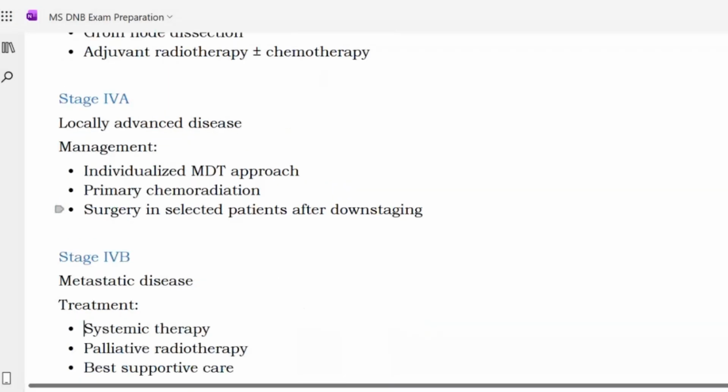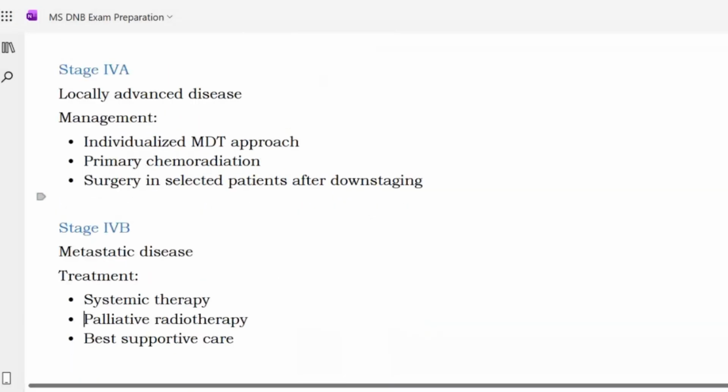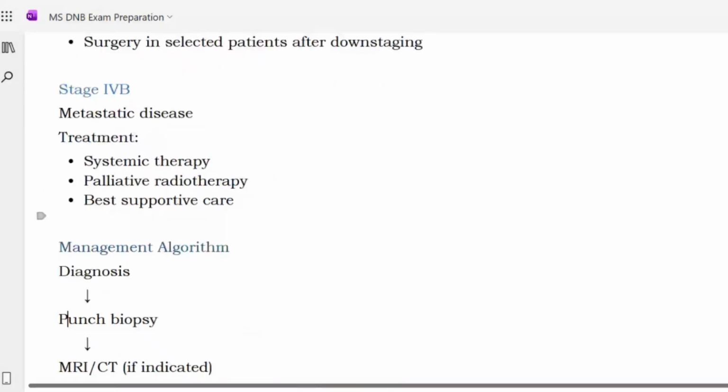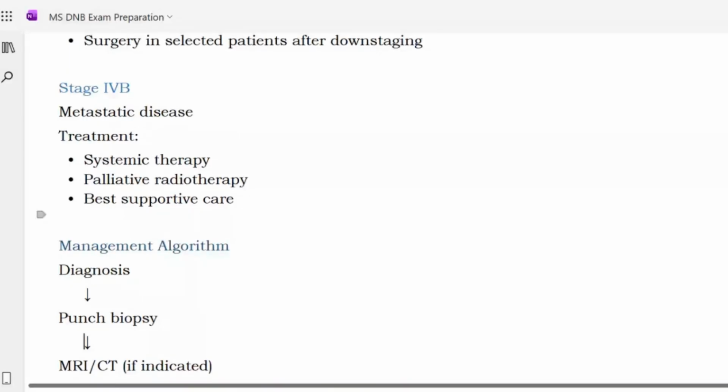Stage 4 disease. In stage 4A, where the disease is locally advanced, you have to have the individualized MDT approach, primary chemoradiation, and surgery will be in only selected patients after downstaging. Okay, stage 4B is a metastatic disease where only palliation is required. So systemic therapy, palliative radiotherapy, and best supportive care.